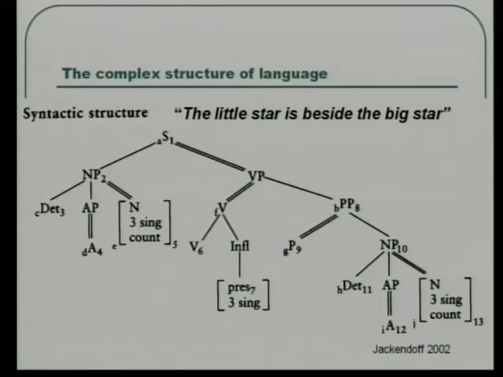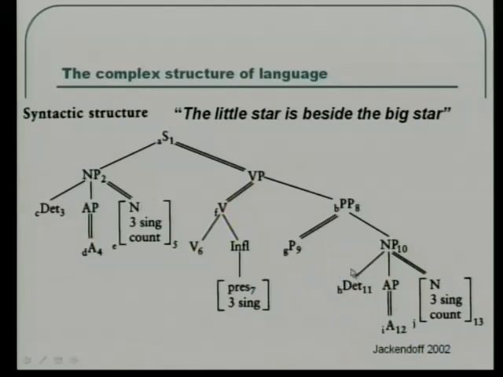The next constituent, okay, is the verb here. In fact, it's is. Well, is has something else attached to it. We'll come back to it in a minute. And this is the third constituent, beside the big star here. But within that constituent, beside the big star is a constituent within a constituent. So that's that first level.